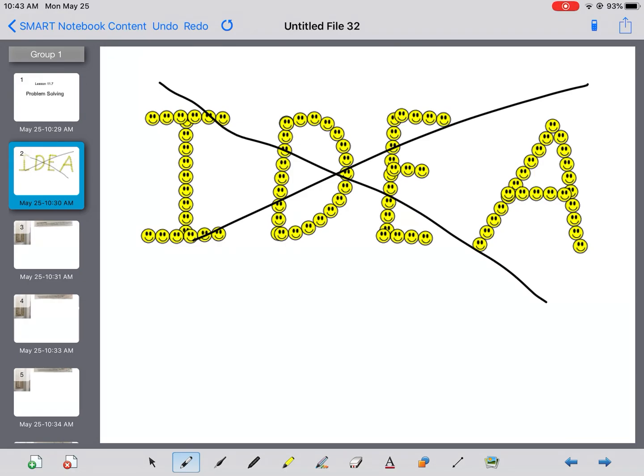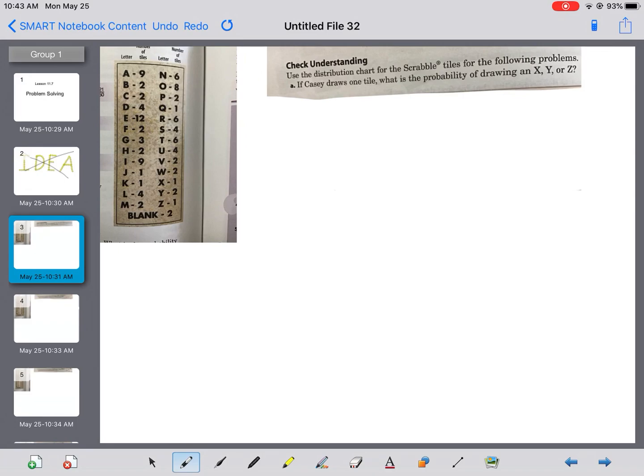So I'm going to work through the check your understanding example that's on the bottom of the left-hand page for lesson 11.7. Here we have a set of Scrabble tiles on the left, and it gives you a breakdown. For example, for the letter A, there are 9 tiles that are the letter A, and so on. I've added it up, and there are 100 tiles in this Scrabble set. Now I'm going to work through a few different questions about those tiles.